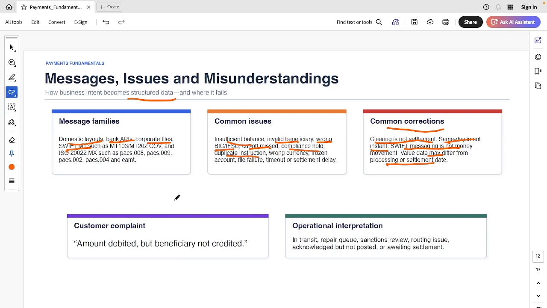Now let me explain with a quick example. Say a customer says amount debited but beneficiary not credited. In operational language, this may mean payment is in transit, or in repair, or in queue, or under sanction review, incorrectly routed, acknowledged but not posted, or awaiting settlement. This translation skill is very important for payment BAs and SMEs.